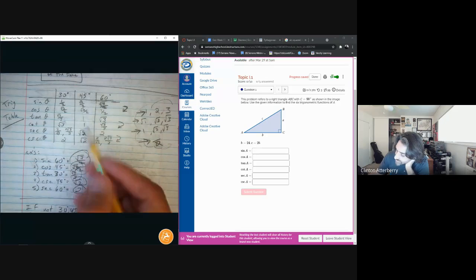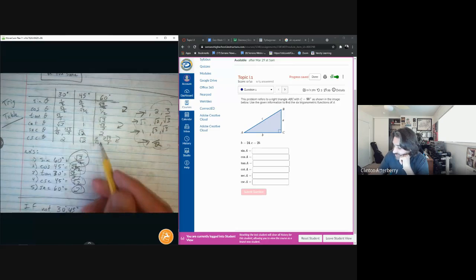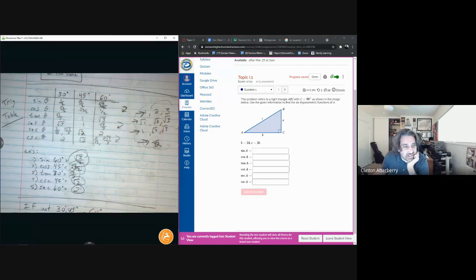Secant of 45 is square root of 2, and the secant of 60 is just 2. Okay, and then what happens with the cosecant is it's just backwards. It's just this number is over here, this number is here, and that number is over there. Okay, so how do you use this?